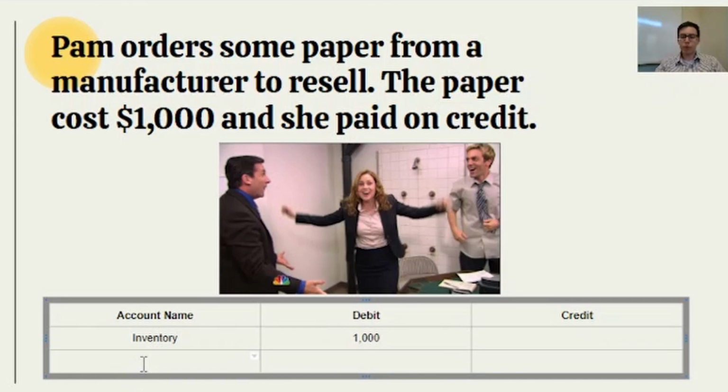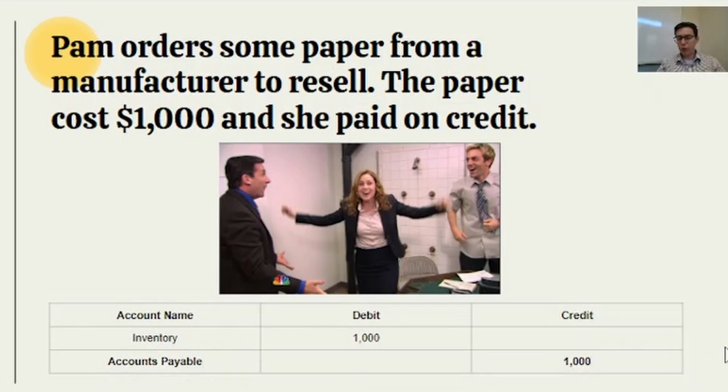And then the credit here might be a little bit tricky. She paid for this paper on credit. So it might be tempting to put cash there first and credit the cash account, but we're actually going to use a new account called accounts payable. Accounts payable is a liability account. Liability accounts increase with a credit.